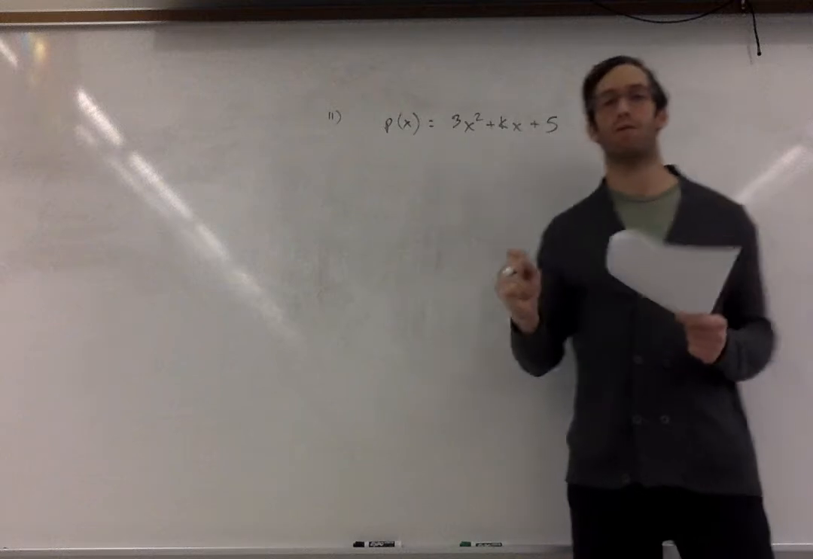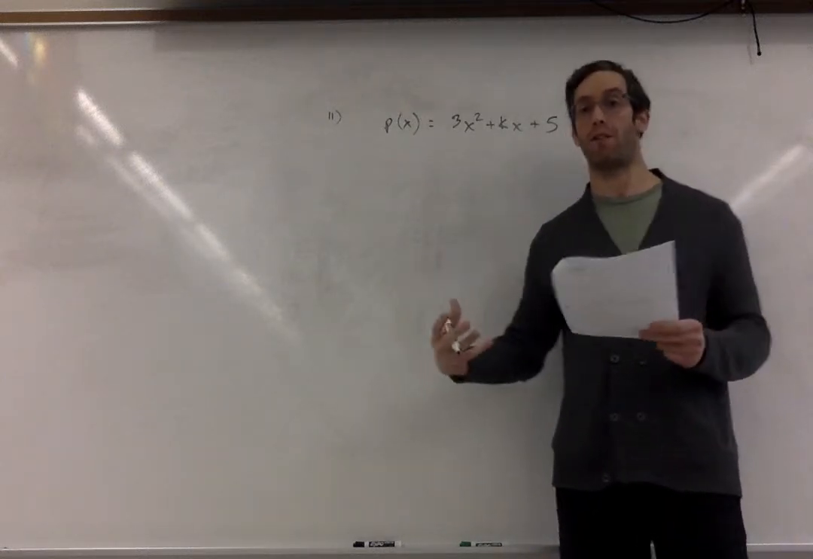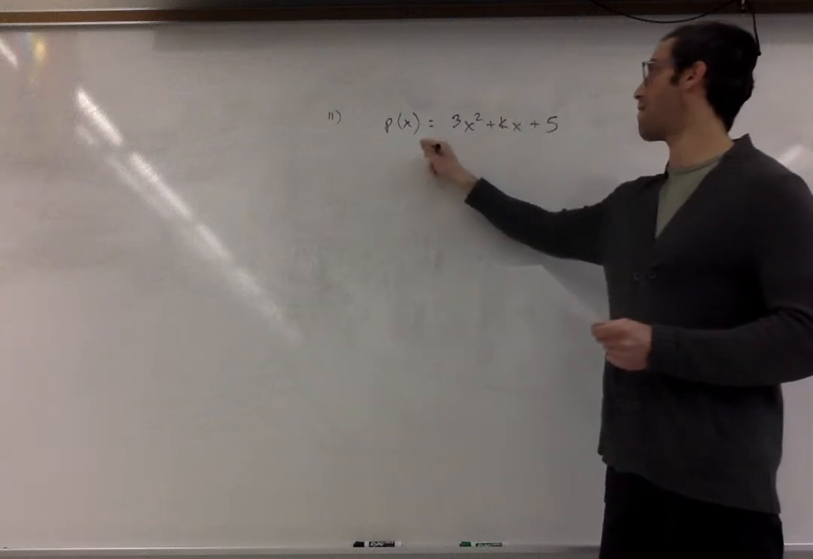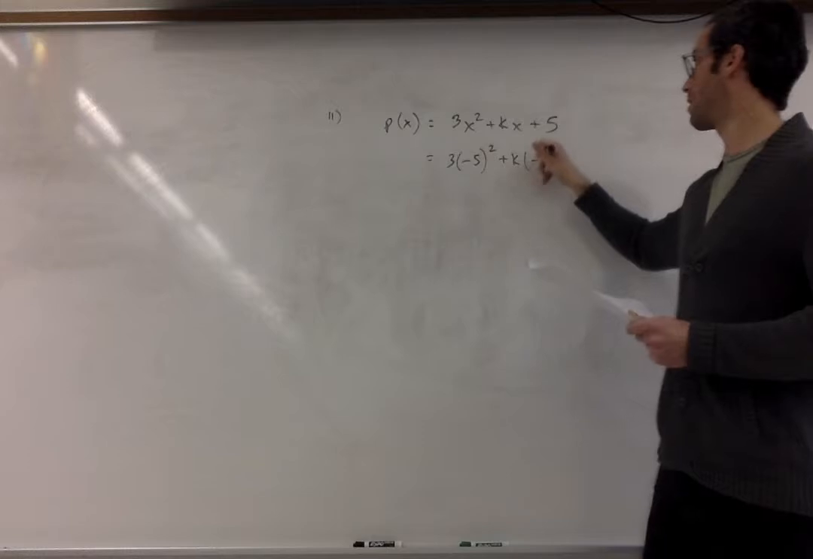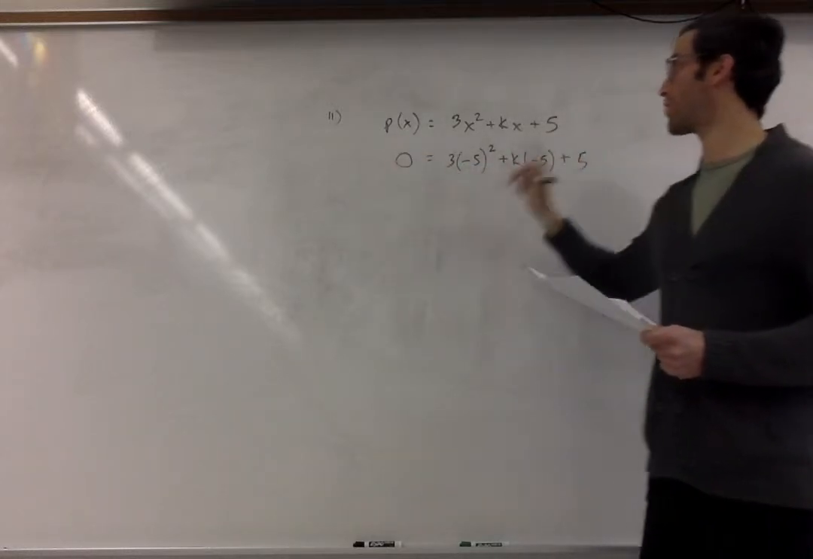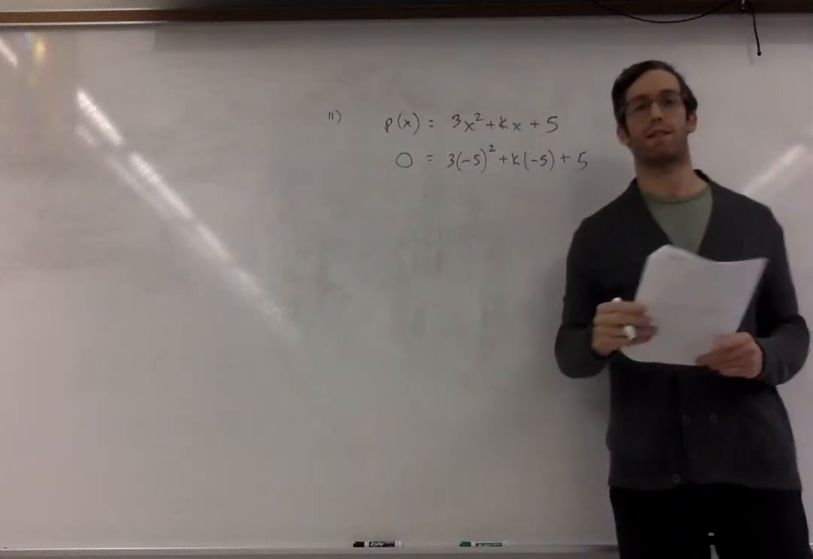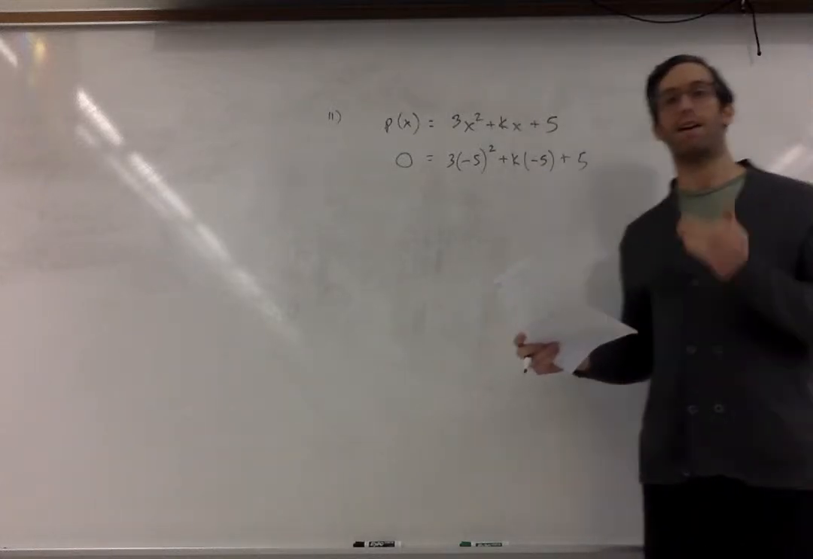So if you're given negative 5 as a root, a root is an x value that makes the polynomial equal to 0, as you know. So if we plug in negative 5 for x, then this whole polynomial has got to equal 0. If you're told negative 5 is a root, that's saying that negative 5, 0 is going to be a point on your function. Right? Negative 5 is a root.